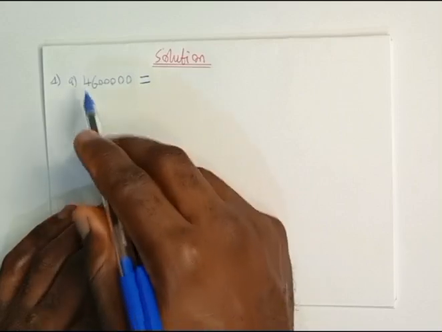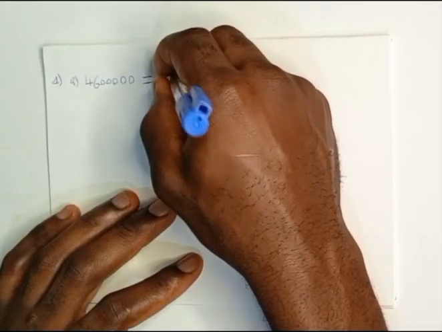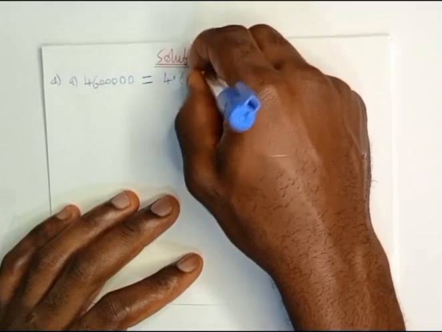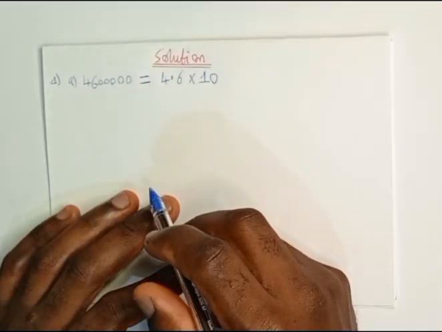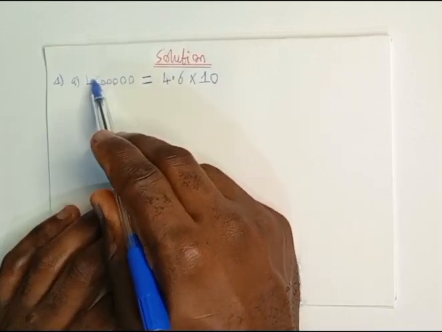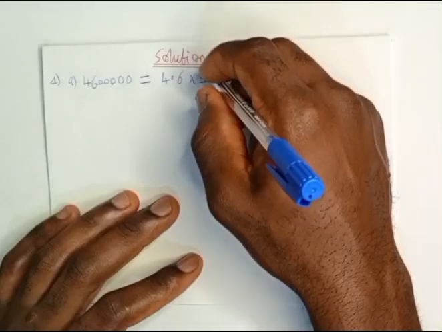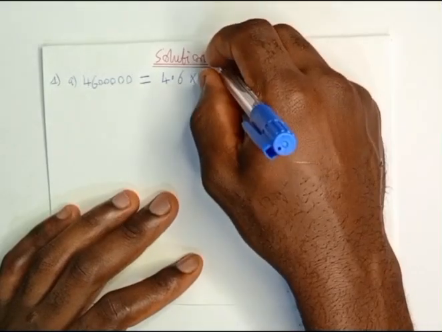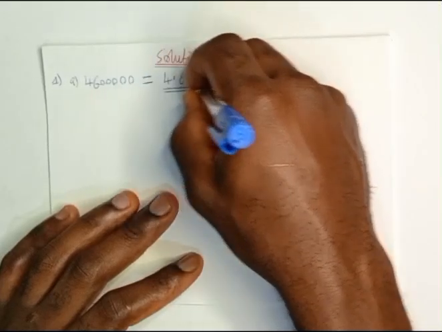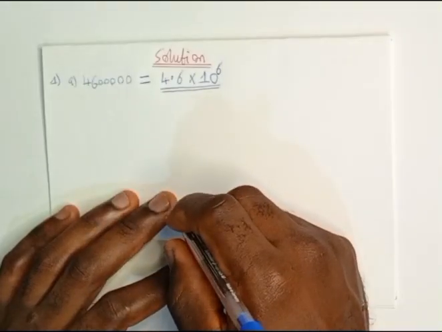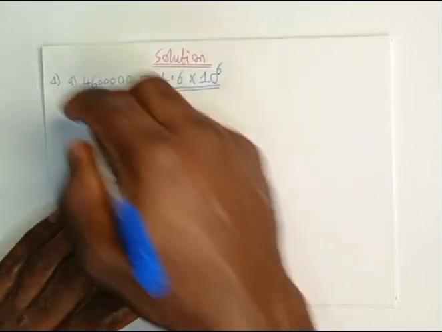non-zero digit. Fix the decimal point after 4, and this will give us 4.6 times 10 to the power. We are going to count the number of digits after the decimal point. We have 1, 2, 3, 4, 5, 6. Since we are counting to the right, the power is positive. Therefore, 4,600,000 in standard form is 4.6 times 10 to the power 6.